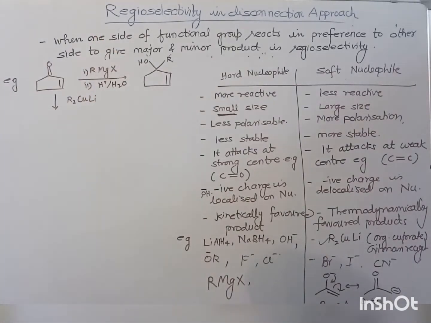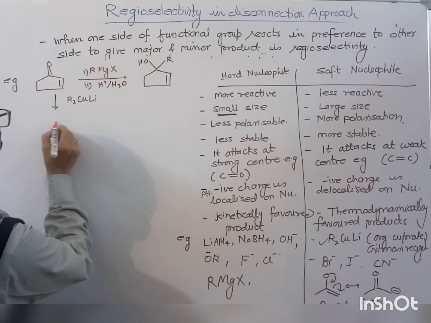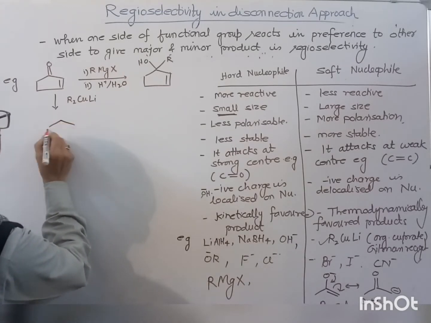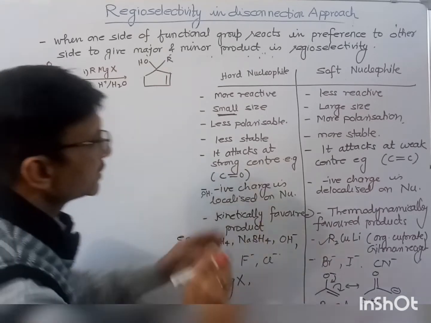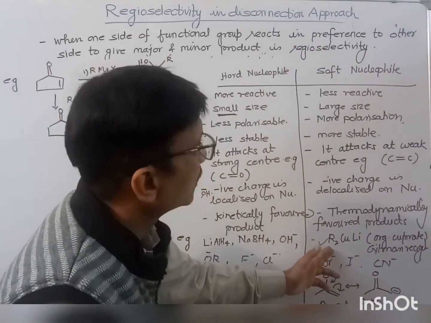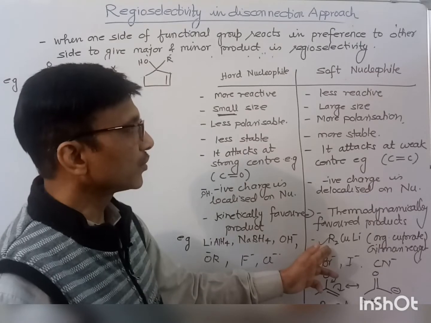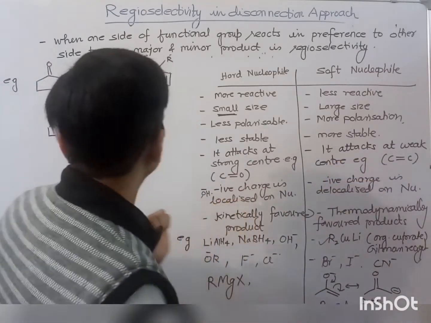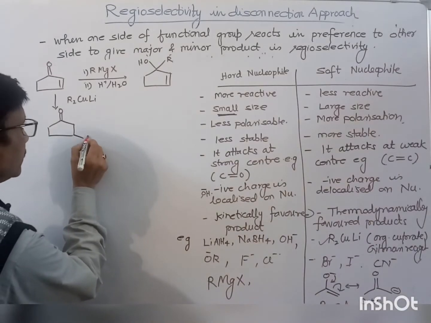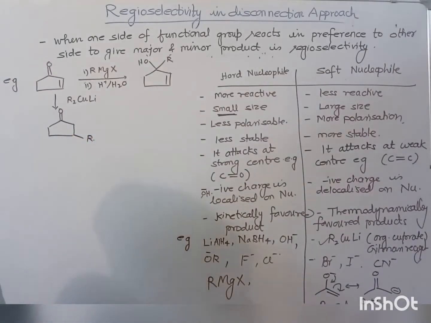Now this in presence of this Gilman's reagent. As I told, this Gilman reagent is a soft nucleophile. A soft nucleophile attacks at a weaker center, that is the carbon carbon double bond. So here you will get this product.